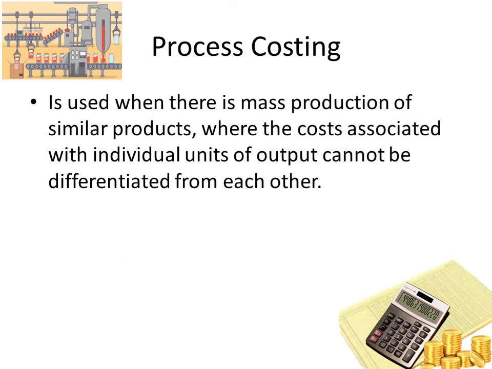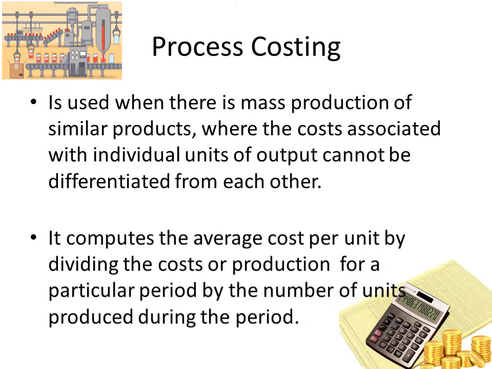Process costing is usually used when there is mass production of similar products, where the cost associated with individual units of output cannot be differentiated from each other. Meaning, process costing is when we do a lot of activities that go on in the process, but the number of units is too much. We cannot count it. We cannot determine which jar would be costing this one. So it's like mass production.